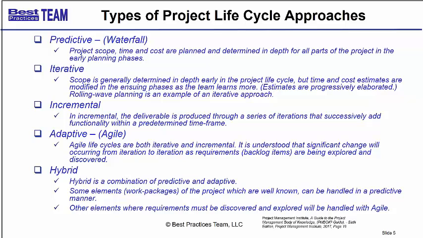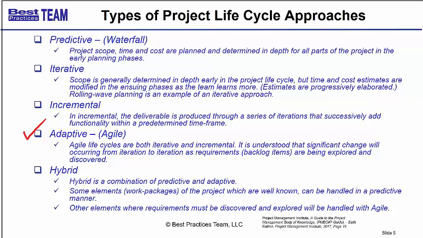Okay, the next life cycle approach to talk about is adaptive or agile life cycles. And these agile life cycles are both iterative and also incremental. So we are dividing the project up into iterations, but as we move from iteration to iteration, we will be incrementally adding on new functionality, new requirements, but we're actually even going farther than that. We could make wholesale changes in the functionality as we move from iteration to iteration.